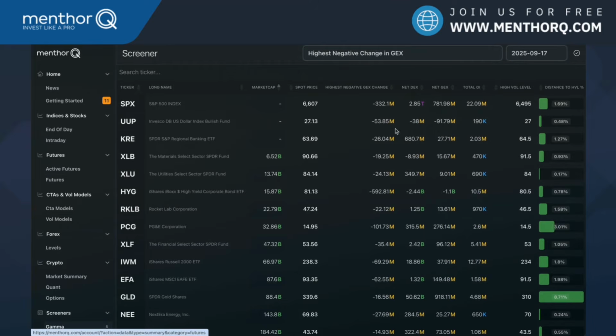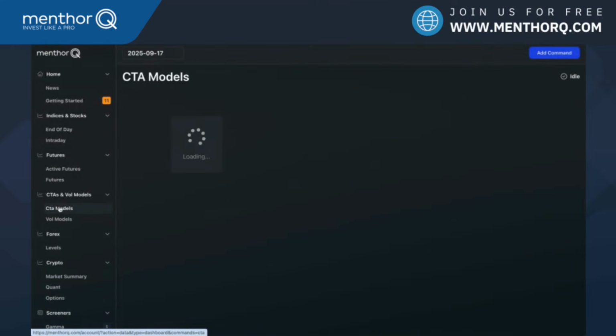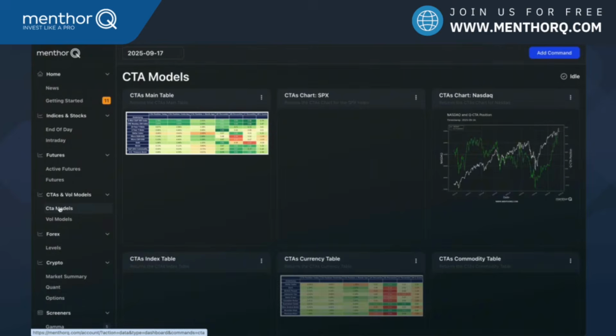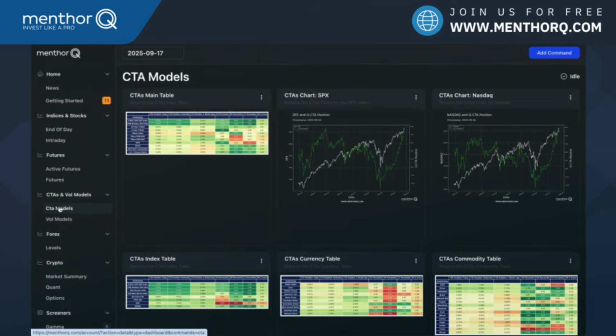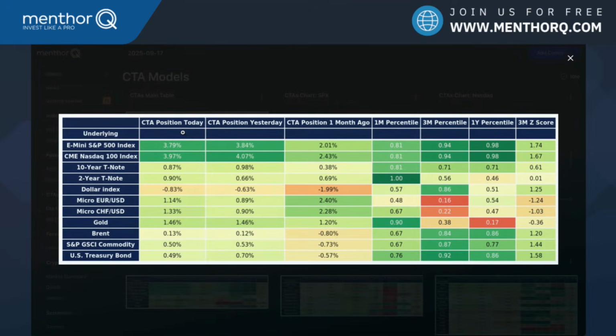The next step we're going to talk about is CTAs, right? You can find our CTA models here. These are going to be very important for futures traders. And why is that? Because CTAs are commodity trading advisor funds. Think about them as large hedge funds that are simply trading systematically, so using algorithms, by looking at technical setups and by trading futures, right?